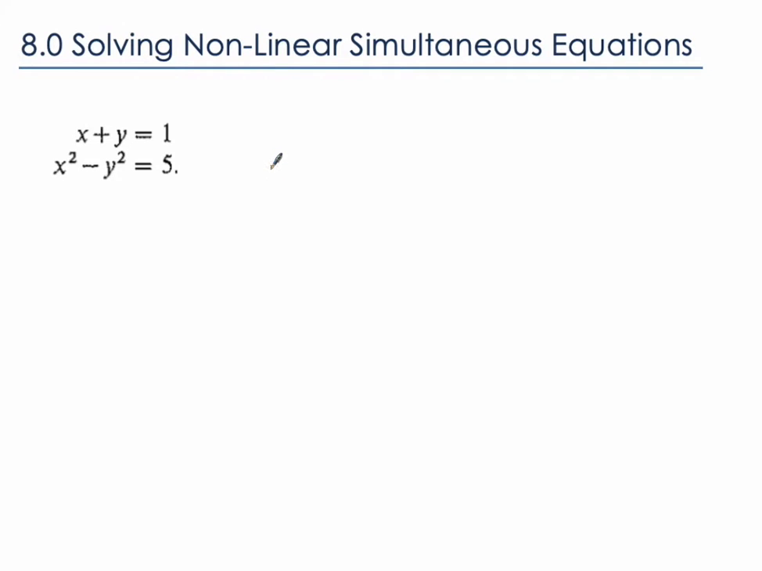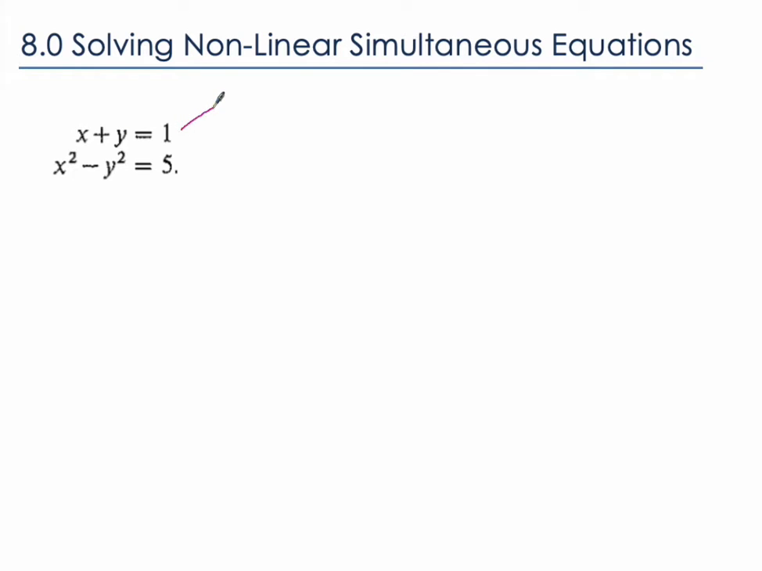Hello, this is Mr. Collier, and today we're solving nonlinear simultaneous equations. So if we take a look at the first equation, we've got x, and the second one has x squared and y squared. One thing you can always do is solve for one variable and then substitute into the other equation.